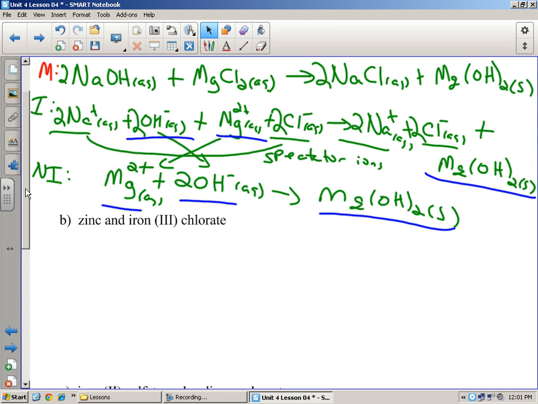I'll ask you this. Why, if this is a spectator ion, sodium ions, and then I get sodium ions over here, why do I have the sodium ions there even then? What's the point of having them there? What's the point of these chlorides if they're here and then they end up over here? What's the point of the chloride ion being there? Answers? Anyone?